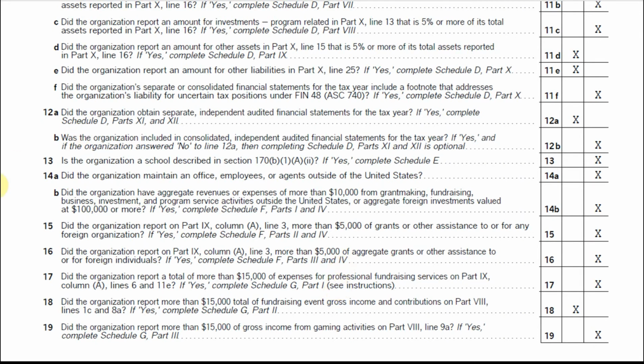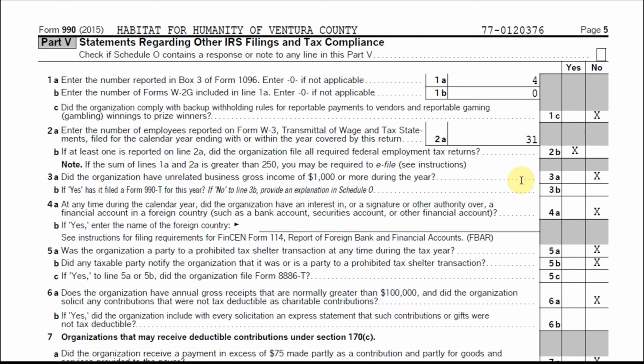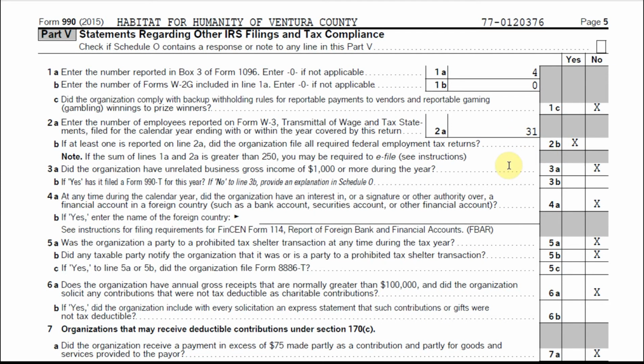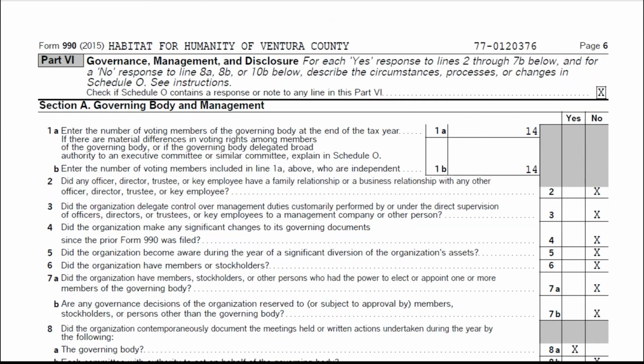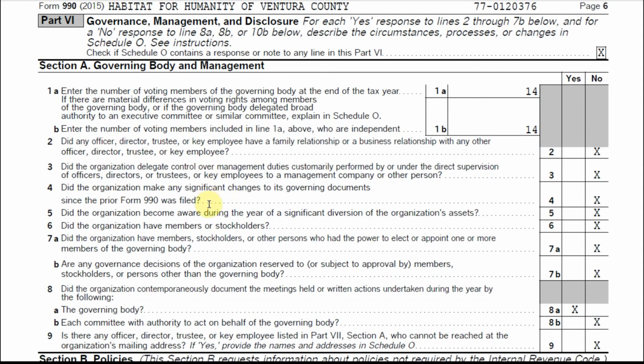We can also look to Section 5 on page 5 to be looking at the other IRS tax compliance kinds of documents. So this is important because it makes it really hard to hide information since there's so much cross-referencing going on. 31 related again to the number of employees, and it shows that yes, they did have withholdings for them. If we look to page 6, this is dealing with governance questions.